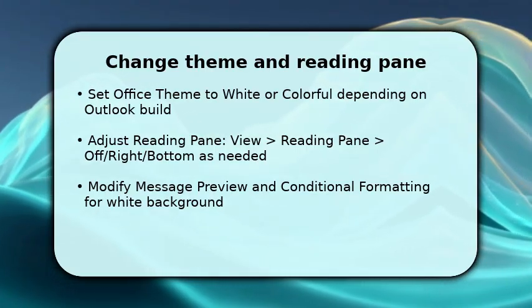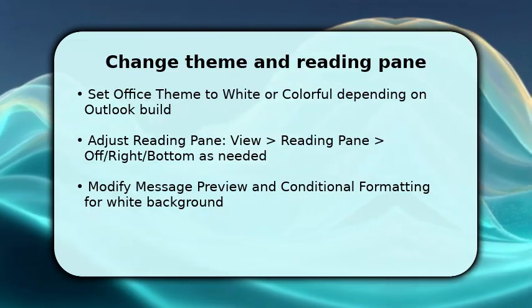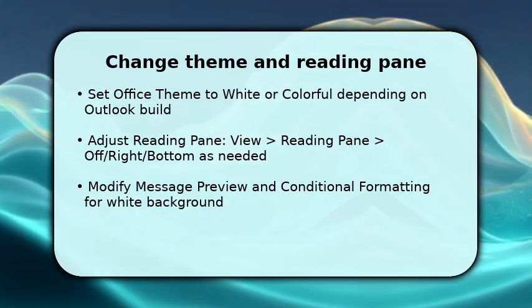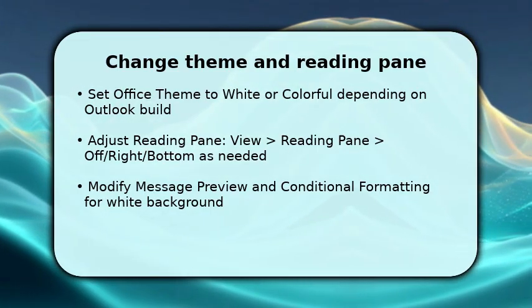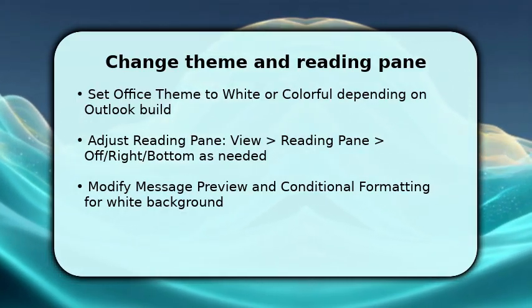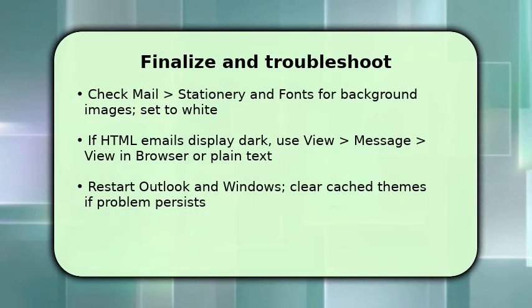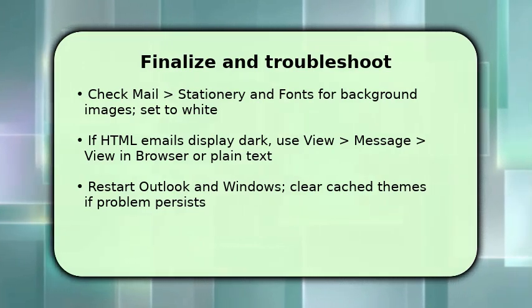render white. Next, open View Settings Conditional Formatting and Message Preview to remove any custom backgrounds or fonts that force dark colors. Make sure stationery and signatures don't include background images. Edit them to plain white. Finish by editing stationery and fonts to a blank white background and save.